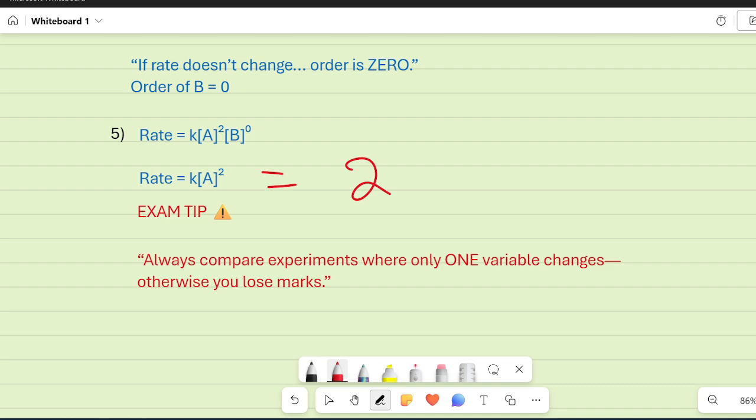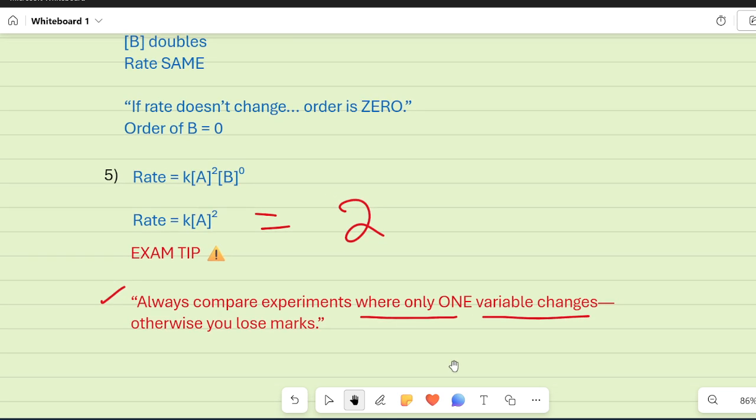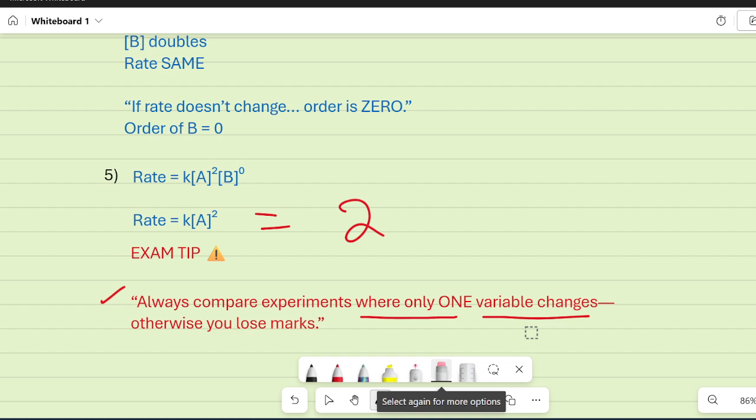Got it? Now, exam tip. Mostly students make this mistake. Always compare experiments where only one variable changes while the other remains constant. Otherwise, you will lose the marks. Obviously, they will give you certain experiments in which both the reactant concentrations change, but that is the thing we will discuss in the next lecture.